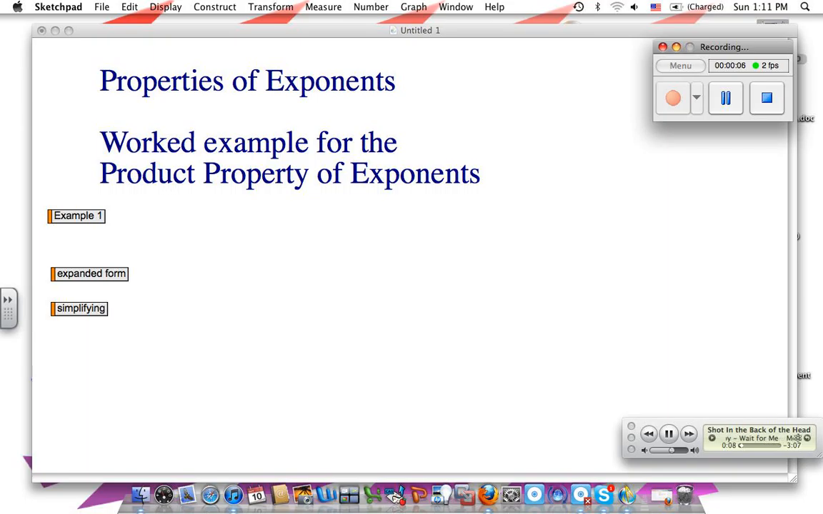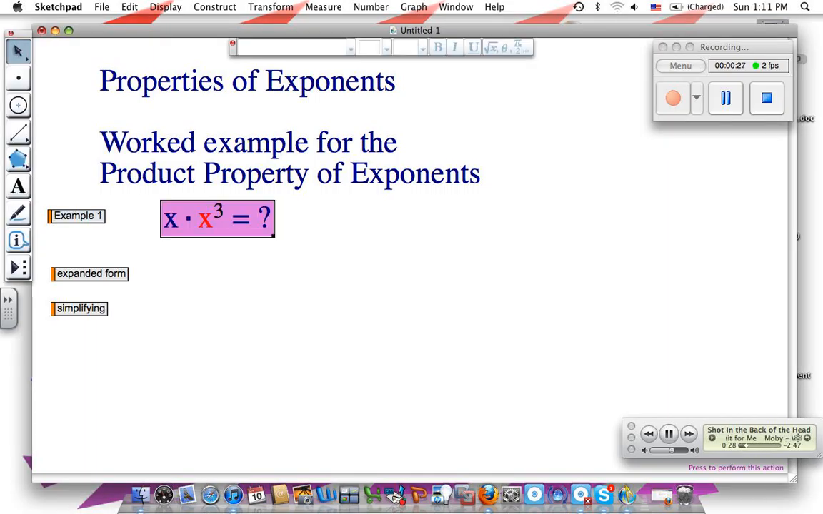Well, here we are, ready to do a worked example for the product property of exponents. Now, as I show you this example, I'd like you to remember the rule that we found that works for the product property of exponents. Here's our example. We're going to start with the expression x times x to the third.